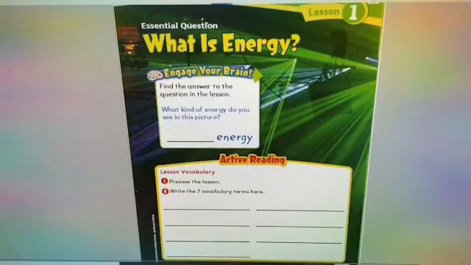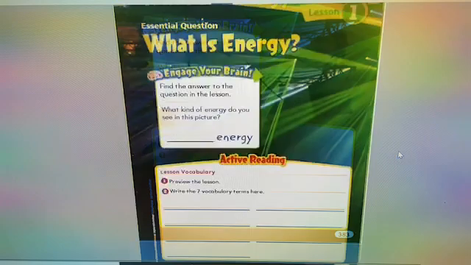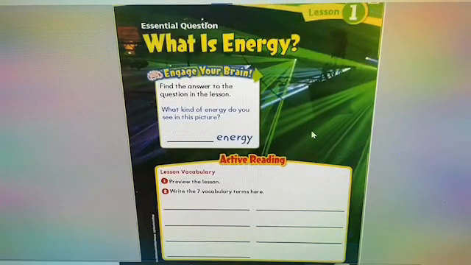Welcome to Sum It Up in our lesson. Today, after we finish the whole lesson, let's open this page. Page 383. Alright? And let me ask you this question. Can you answer it or not? What kind of energy do you see in this picture? What do you think? What kind? Look at the picture and tell me what can you see over here.